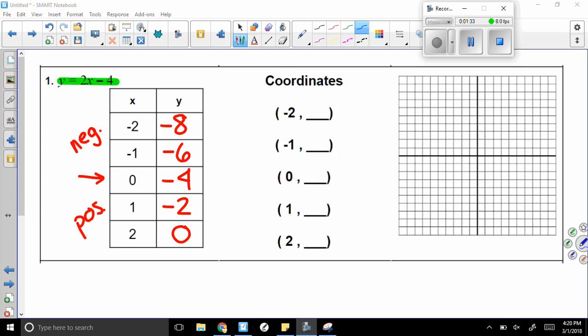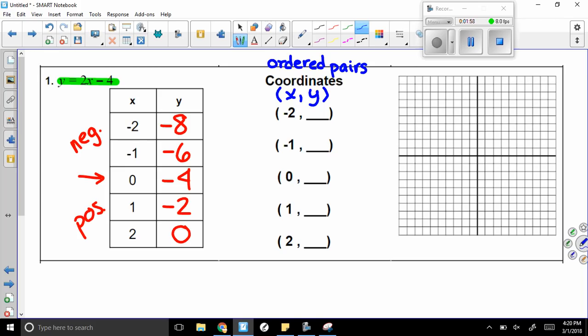And coordinates are just another word for those ordered pairs. You may remember that from elementary school or last year, but our ordered pairs always start out with the x and then the y, and they're in parentheses with a comma in between them. A good way to remember what comes first: x comes first in the alphabet, so we're going to use that one at the beginning of our ordered pair.